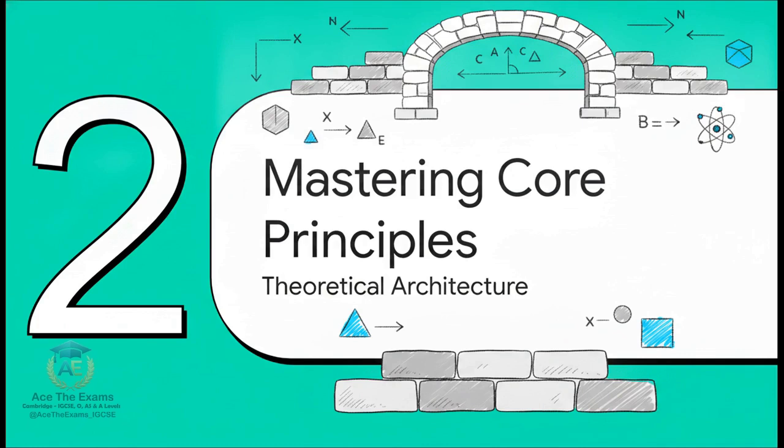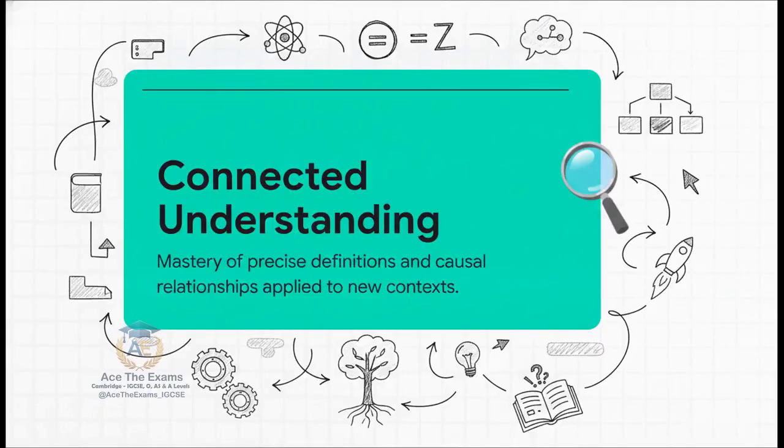You can't just be Alex and dump facts. You need to make your point, back it up with mathematical evidence, explain the physics principle, and link it back to the command word in the question. Here's a crucial definition derived directly from the syllabus guidelines: connected conceptual understanding. This means demonstrating mastery of precise definitions and causal relationships that can be transferred to unfamiliar contexts.